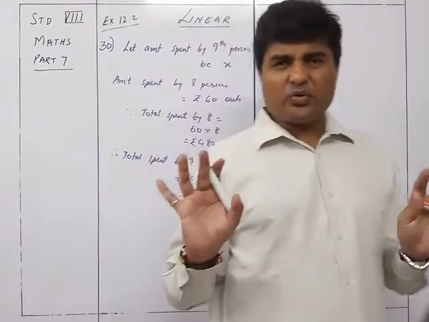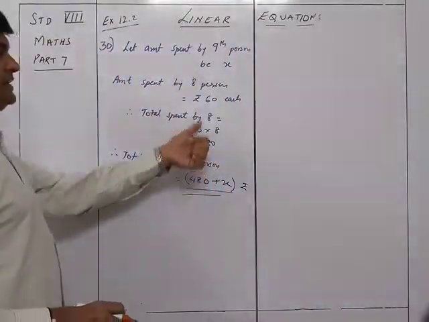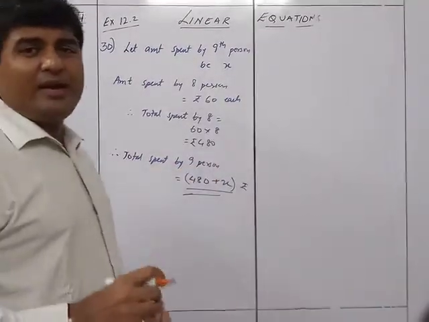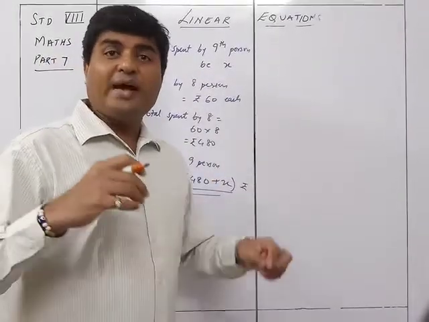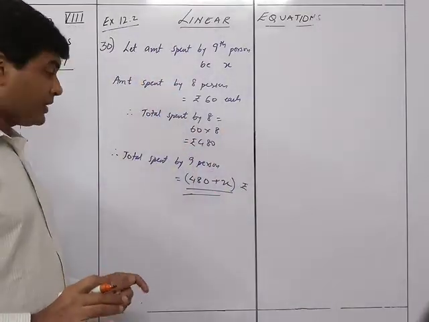Okay. Any confusion over here? I don't think there should be any confusion right now. So there were 8 people who spent 60 each, so 480, and the 9th person put in x rupees. Whether that x is more or less, we are not looking at right now. We are just trying to see this way for later.